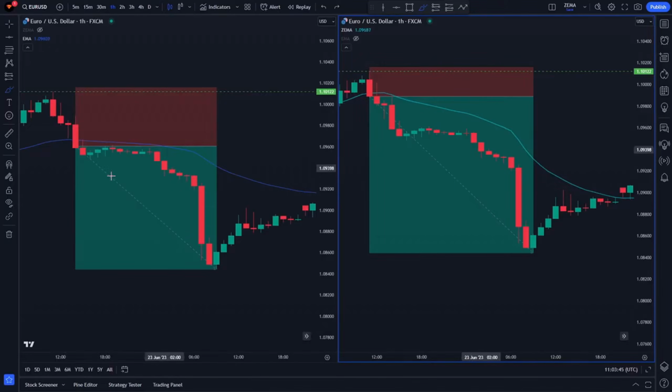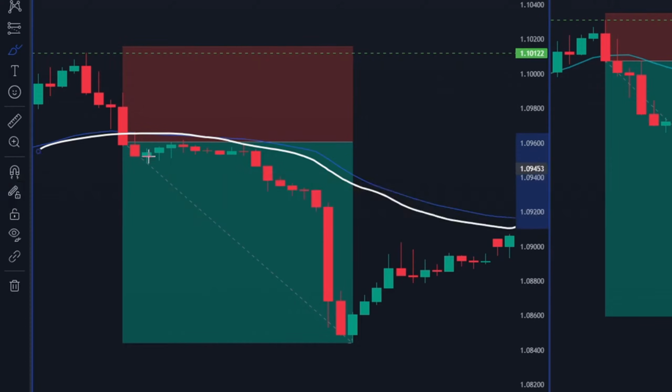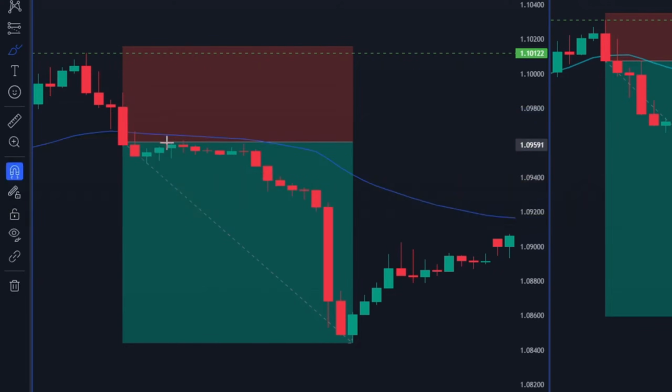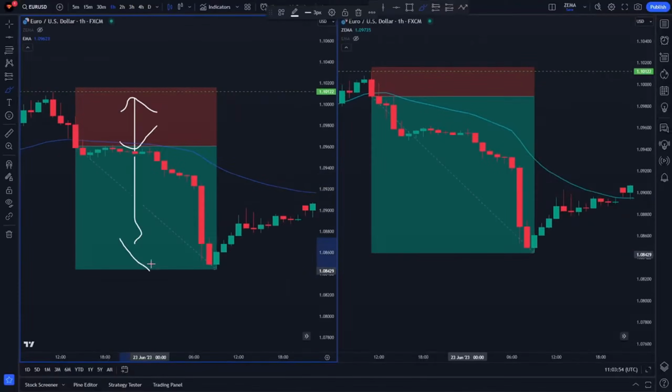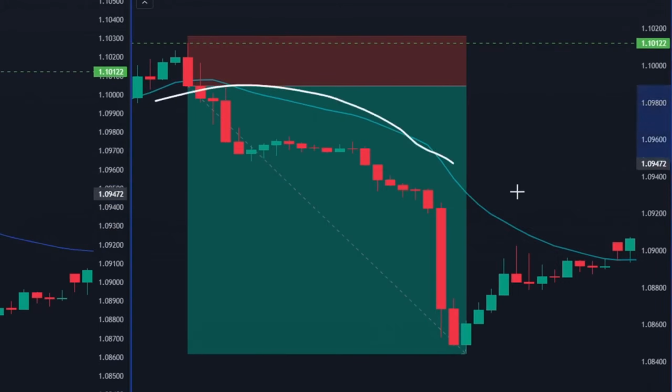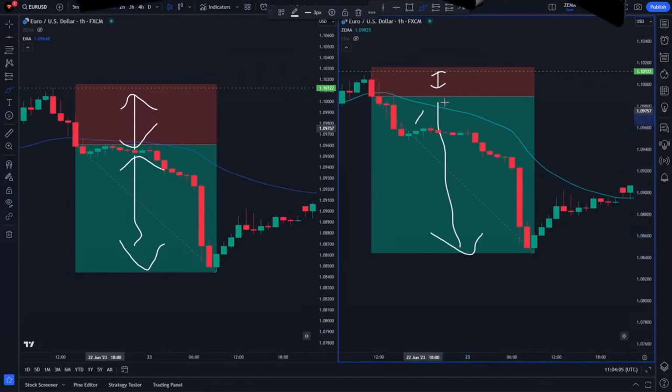Let's look at this example. With the traditional EMA, you enter your trade late in the trend. Your room for stop loss needs to be very large, and the room for take profit will be very small. With this new EMA, you enter your trade early in the trend. Your room for stop loss can be very small, and the room for take profit can be very large.